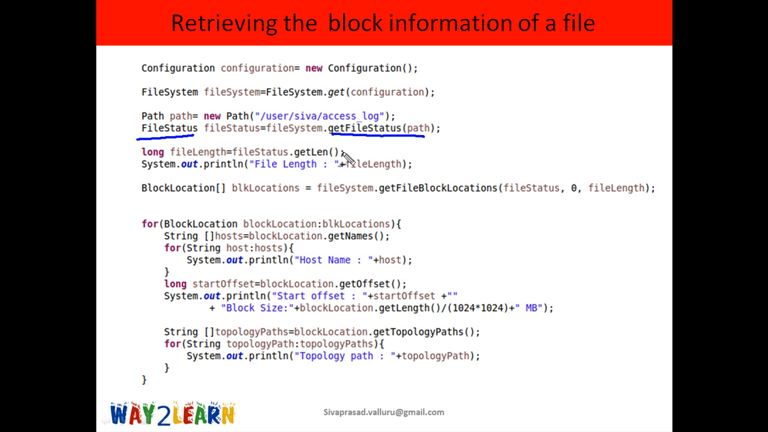So file status.get length will give the length of that file. I'm printing it. File system.get file block locations. From the file system, I'm getting the file block locations. For which file? A file which is pointed by file status. And I want block locations for all the bytes, from the 0th byte till the end of the file. So this will give me an array of block locations. I'm iterating through each block location. Then block location.get names is giving me an array of hosts.